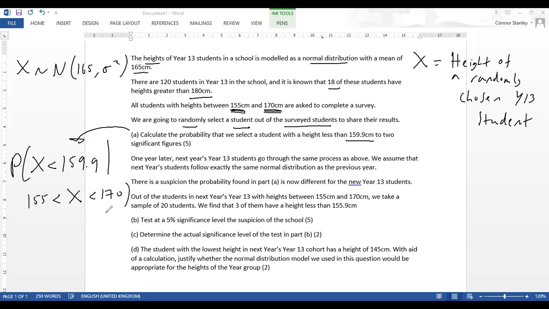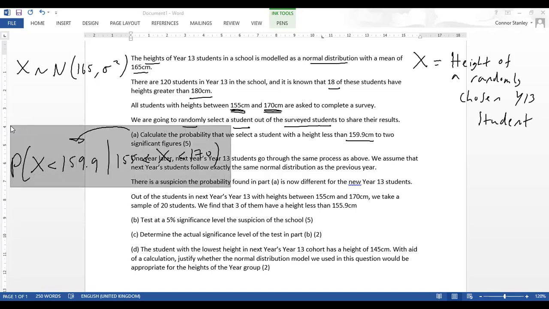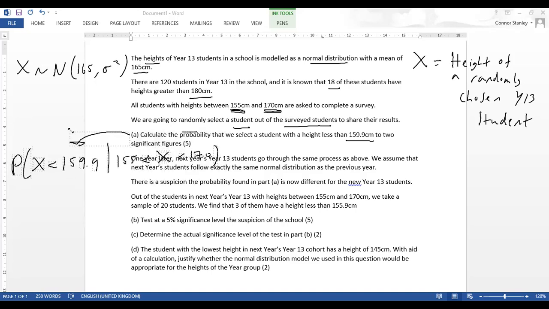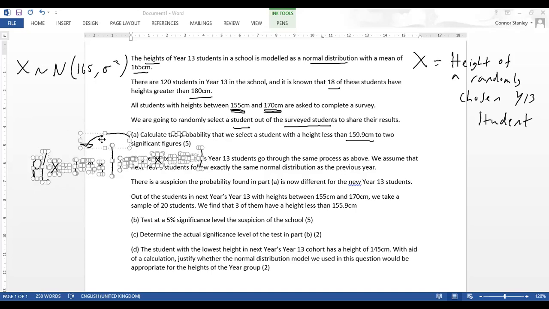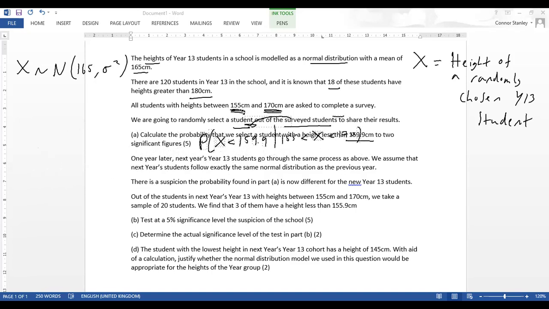So this is a conditional probability question. I know that I've not written all this on one line, so let me write it all on one line to be really clear for you. That is the probability we want to calculate: the probability we select someone with a height less than 159.9, given that we select someone with a height between 155 and 170 centimeters. That's what we need to calculate. Now, the problem is we don't know the sigma for this X distribution. Let me make this a little bit smaller so this all fits in nicely down there. So that's what we're trying to calculate.